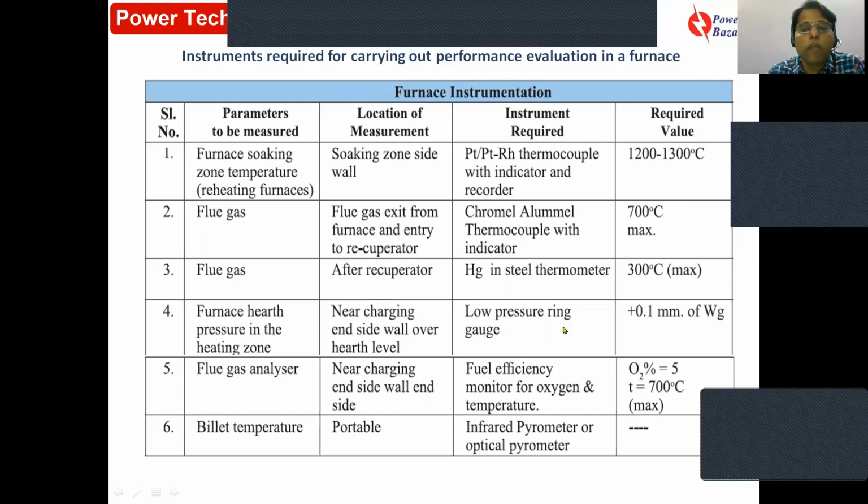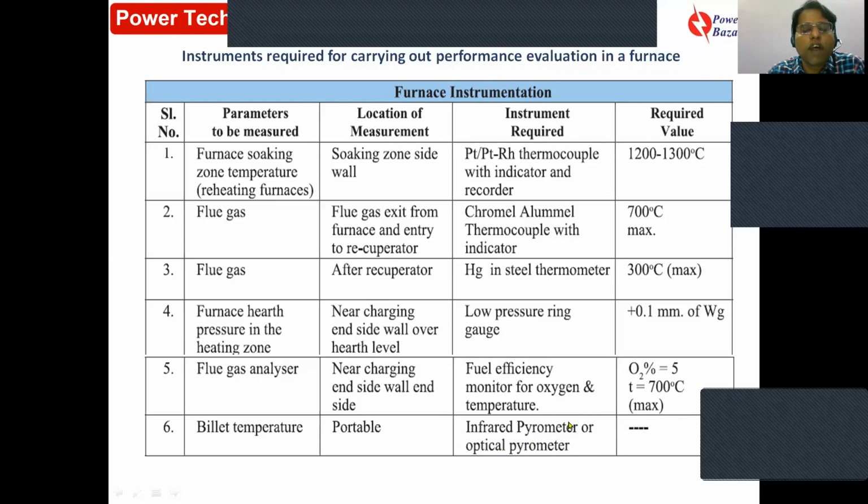Furnace hearth pressure in the heating zone: a low pressure ring gauge can easily evaluate the furnace pressure. For the flue gas analyzer, you have to measure O2 or carbon dioxide and monitor the temperatures, because O2 measurement is required to know the excess air level and the dry flue gas losses. Billet temperature can be measured with an infrared pyrometer or optical pyrometer.